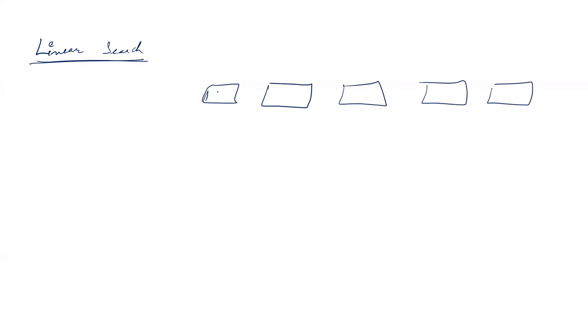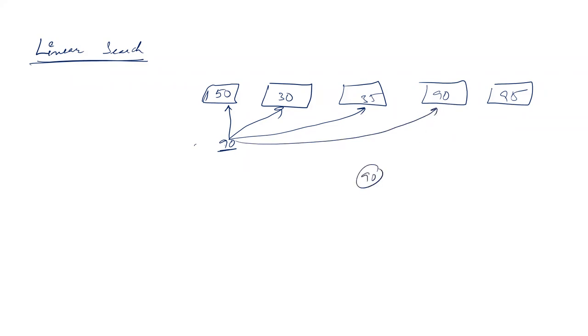So over here, for example, there are elements like 50, 30, 35, 90, 95. These are the elements we have. If I want to find the element 90, what I'm going to do is compare 90 with 50. Are both equal? No, not equal. I'm going to increment the loop. 90 with 30, are both equal? No, so increment the loop. 90 with 35, are both equal? No. Increment the loop. Is 90 equal to 90? Yes. Therefore, I found the element.